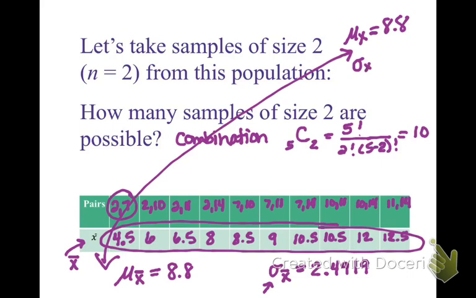The standard deviation for our population of fish happened to be 4.0694. The standard deviation for our sampling distribution for n equals 2 is 2.4919. Take a moment to think about how the sampling distribution has a mean and standard deviation, and how does that relate to the population?